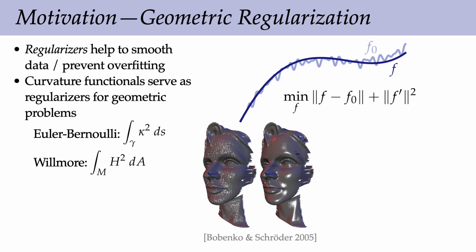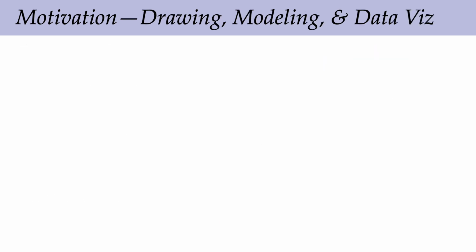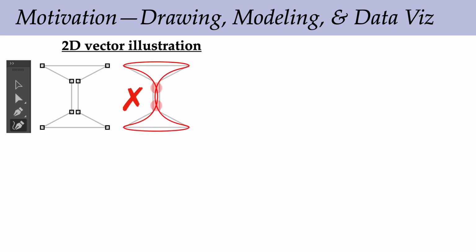But these classical functionals have one glaring flaw, which is that they allow geometry to pass through itself, even if the initial data was free of self-intersections. So here, a repulsive regularizer makes a whole lot of sense. Another basic reason is that the no intersection condition is quite natural when we want to draw or design things. For instance, if you click out the vertices of a non-intersecting polygon using a standard drawing tool, nothing about standard spline interpolation schemes guarantees that your interpolating curve will be free of self-intersections.